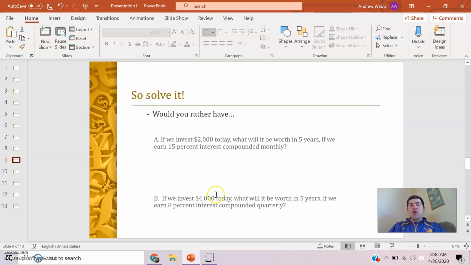Same down here. We have a present value of 4,000, 5 years, compounded quarterly, so it's going to be 20 compoundings for the N. 8% interest compounded quarterly, so 8 is the yearly number. We need that to be a quarterly number, so we're going to divide that by 4.